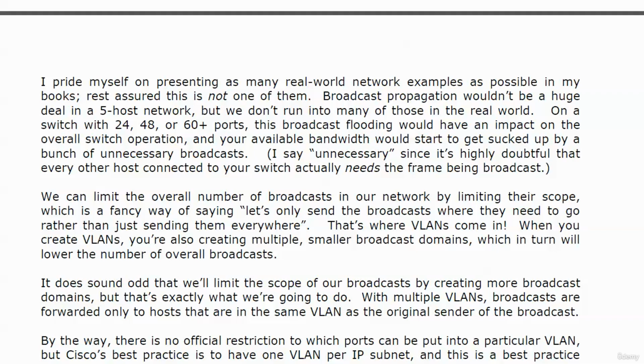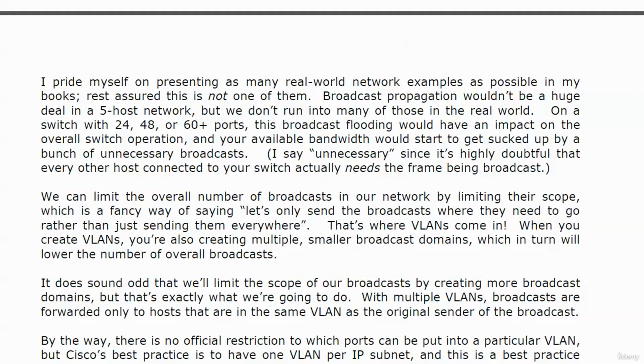It's also going to unnecessarily suck up some of our bandwidth. And I say unnecessary because it's highly doubtful that every other host connected to your switch actually needs the frame that's being broadcast. Let's say we have a 96 port switch and they're all in the same VLAN. They're all in the same broadcast domain. The chances of all other 95 hosts needing a copy of a broadcast sent by any one host connected to that switch, that's pretty low. And that's a lot of extra work for the switch. So we really want to avoid that, of course, at all costs.